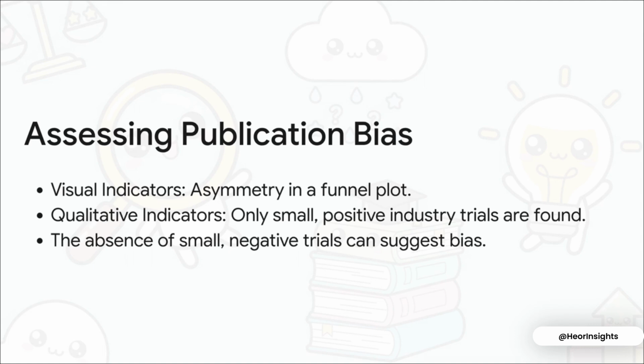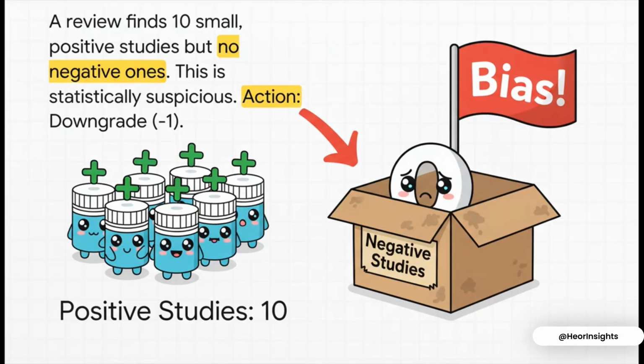If you do a search and all you find are a bunch of small, industry-funded studies that all just happen to be positive, that should make you suspicious. You'd expect some small studies to show no effect just by chance. If they're all gone, that's a sign of a problem. So if your systematic review on a new supplement finds 10 small studies that all show a benefit, but you can't find a single small study that shows no effect, that's a classic signal of publication bias. The evidence would definitely need to be downgraded.